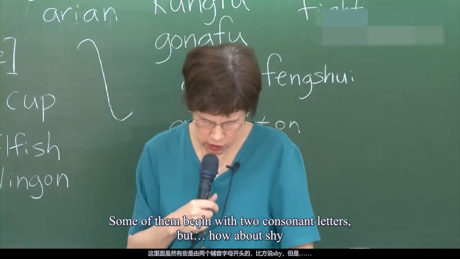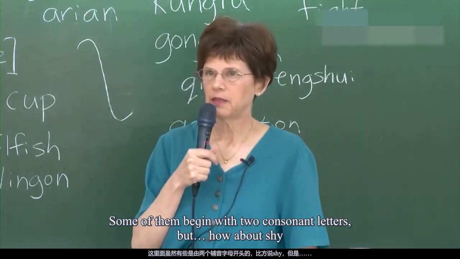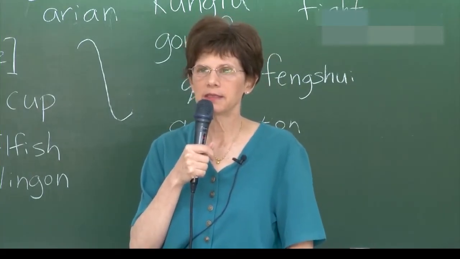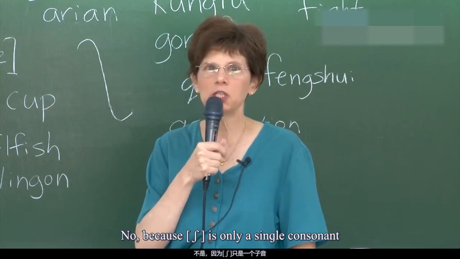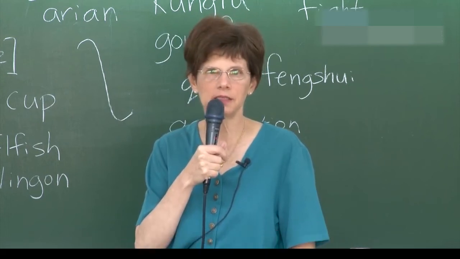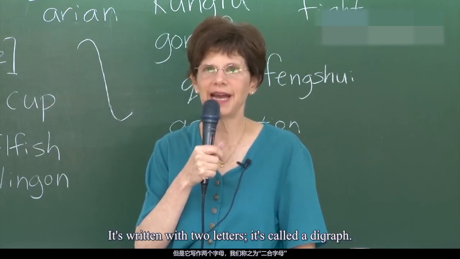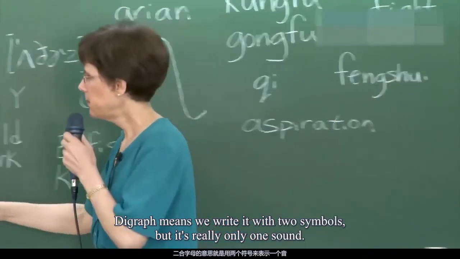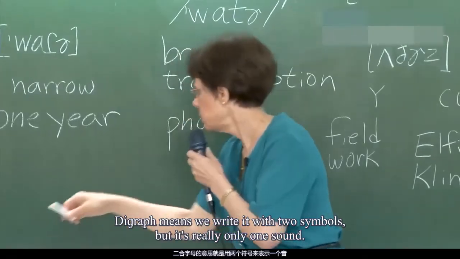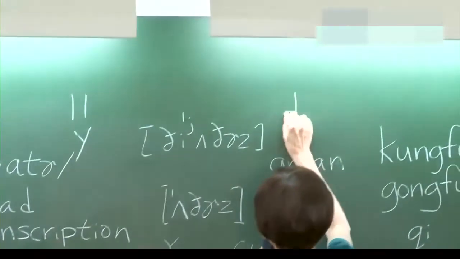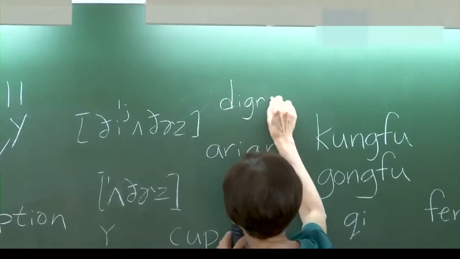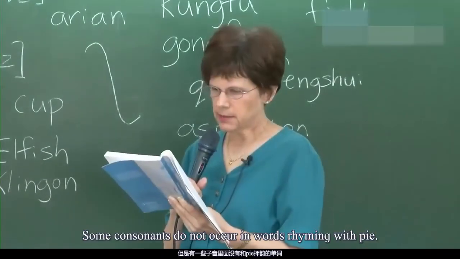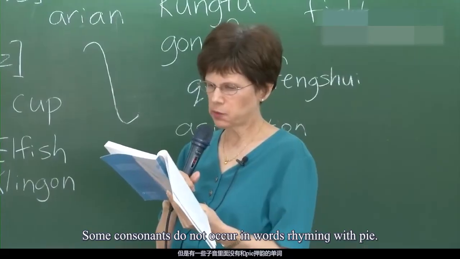Some of them begin with two consonant letters, but how about shy? Does that start with two consonants? Shy. No, because sh is only a single consonant. It's written with two letters. It's called a digraph. Digraph means we write it with two symbols, but it's really only one sound. Okay? Some consonants do not occur in words rhyming with pie.